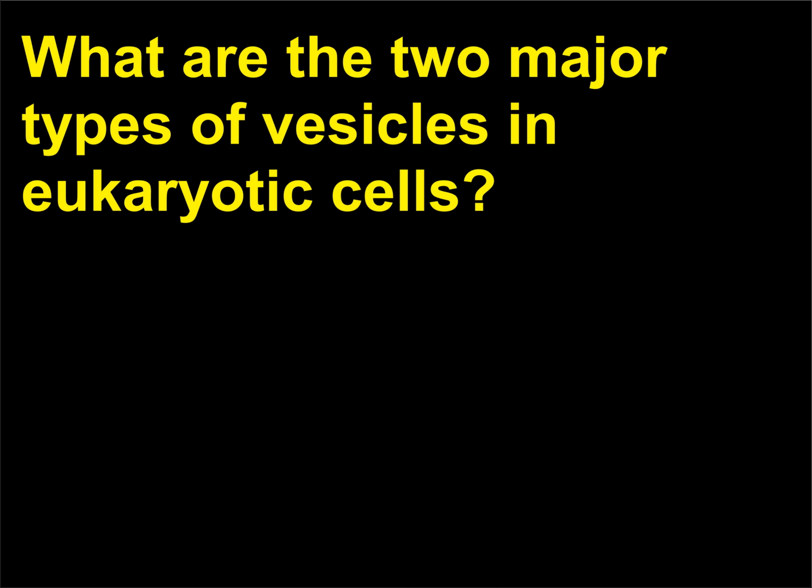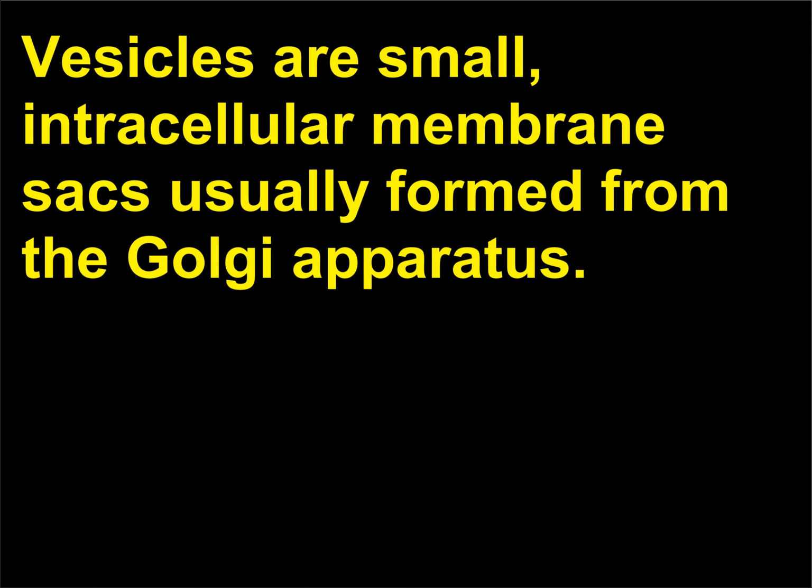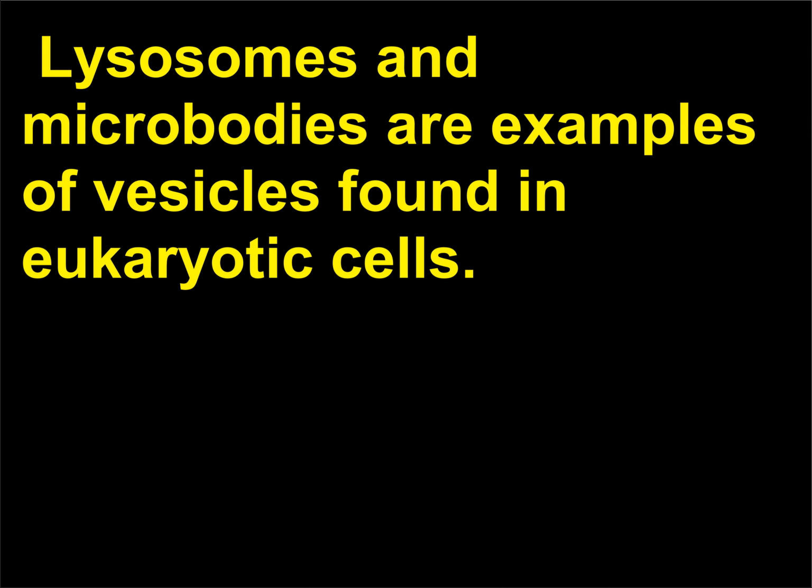What are the two major types of vesicles in eukaryotic cells? Vesicles are small, intracellular membrane sacs usually formed from the Golgi apparatus. Lysosomes and microbodies are examples of vesicles found in eukaryotic cells.